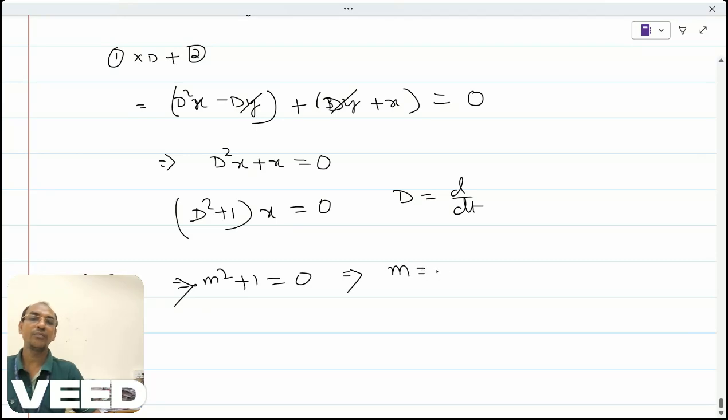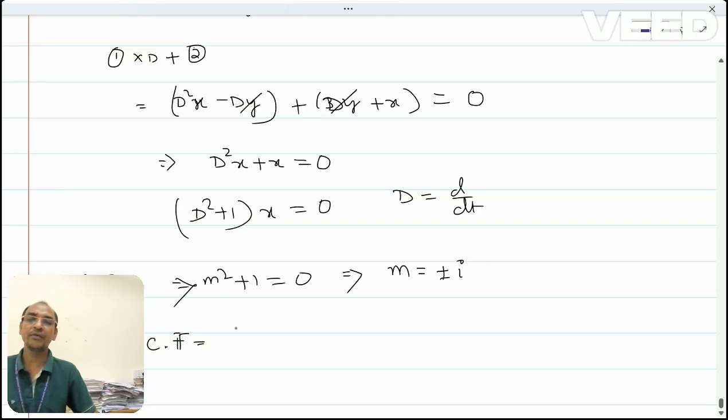M will be plus or minus i. So the nature of the roots is complex. So what will be my complementary function? Here there is no need to find the particular integral because the right hand side is 0.